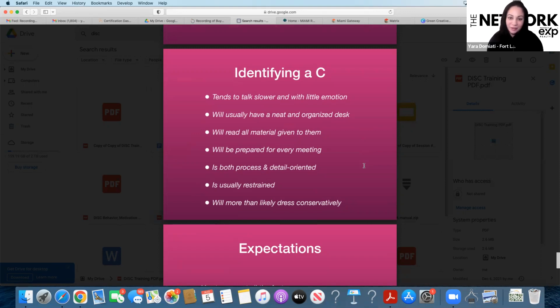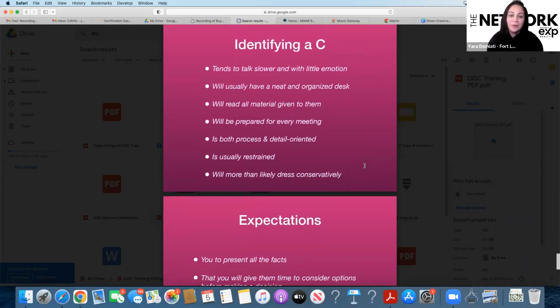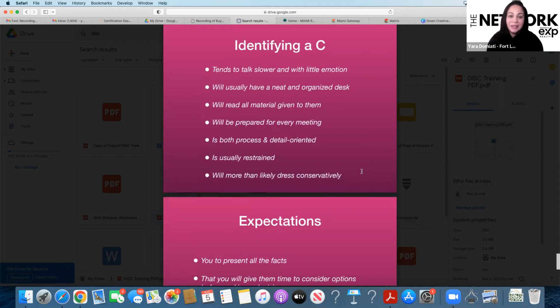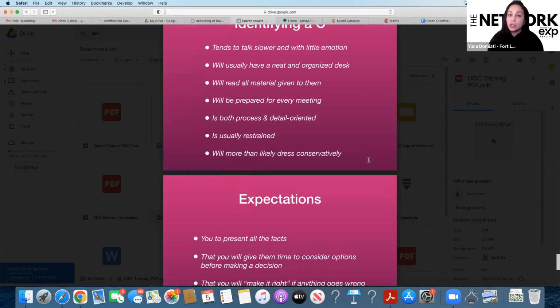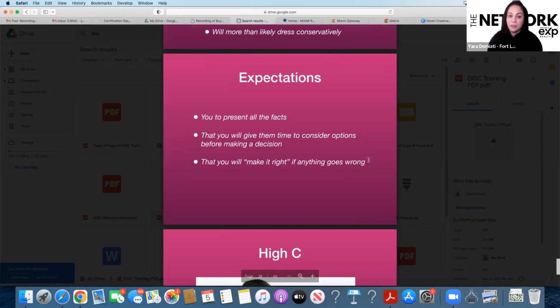Will read all material given to them. Will be prepared for every meeting, is both process and detail oriented, is usually restrained, will more than likely dress conservatively. Their expectations are for you to present all facts, and that you will give them time to consider options before making a decision. This is super important when it comes to a client that is high C. You cannot force a client that is high C to make a decision right now.